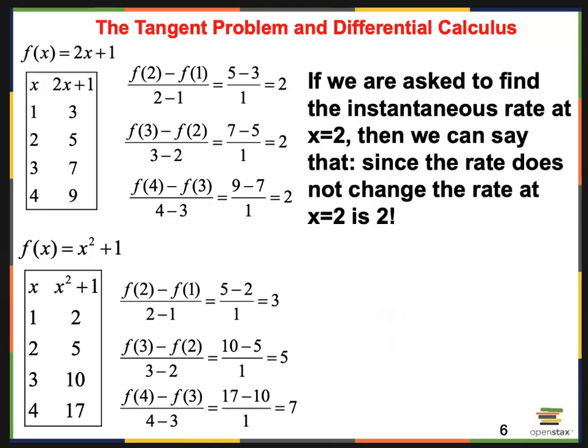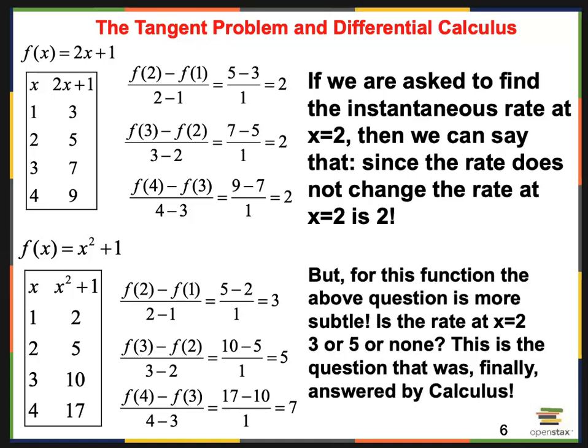So if we're asked to find an instantaneous rate of change at x equals 2, then we can say that since the rate does not change, the rate at x equals 2 is 2. But for the other function, the same question is more subtle. Is the rate at x equals 2, 3, or 5, or none? This is the question that was finally answered by calculus. What is this rate of change that we're looking at?